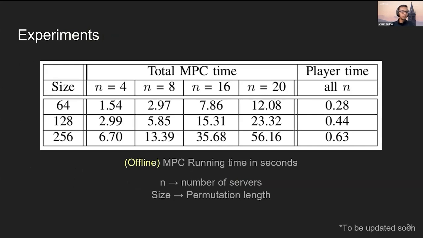So, some experiments that we ran with different numbers of MPC servers, and this is just showing the offline time. Here we have different sizes of shuffles, say 64, if you want different decks of cards. Although these are generated for powers of 2, you can generate the shuffles for any arbitrary range. And the player time here is the online time, which is less than 300 milliseconds for size 64, about 450 milliseconds for 128, and so on.